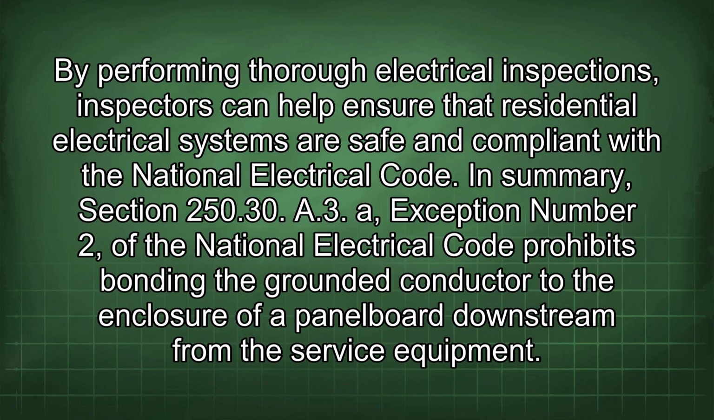By performing thorough electrical inspections, inspectors can help ensure that residential electrical systems are safe and compliant with the National Electrical Code. In summary, Section 250.30(A)(3)(a) Exception No. 2 of the National Electrical Code prohibits bonding the grounded conductor to the enclosure of a panel board downstream from the service equipment.